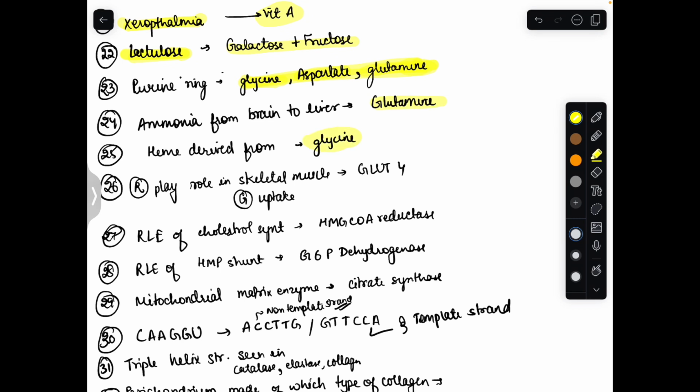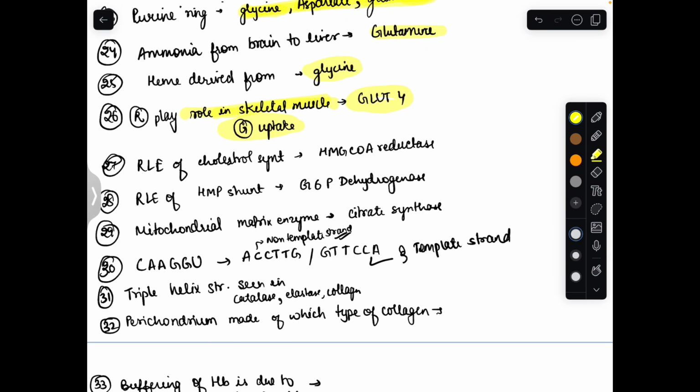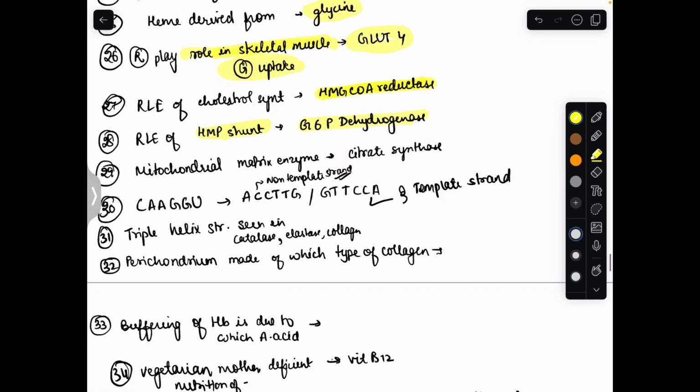Okay. Now, ammonia transport from brain to liver is by glutamine. Heme is derived from glycine. This is also a question. Now, the receptor that plays a role in glucose uptake in skeletal muscle, the correct answer is GLUT4. The rate limiting enzyme for cholesterol synthesis is HMG-CoA reductase. The rate limiting enzyme for HMP shunt is glucose-6-phosphate dehydrogenase. The mitochondrial matrix enzyme is citrate synthase, not MAO or the other options. The correct answer is citrate synthase.